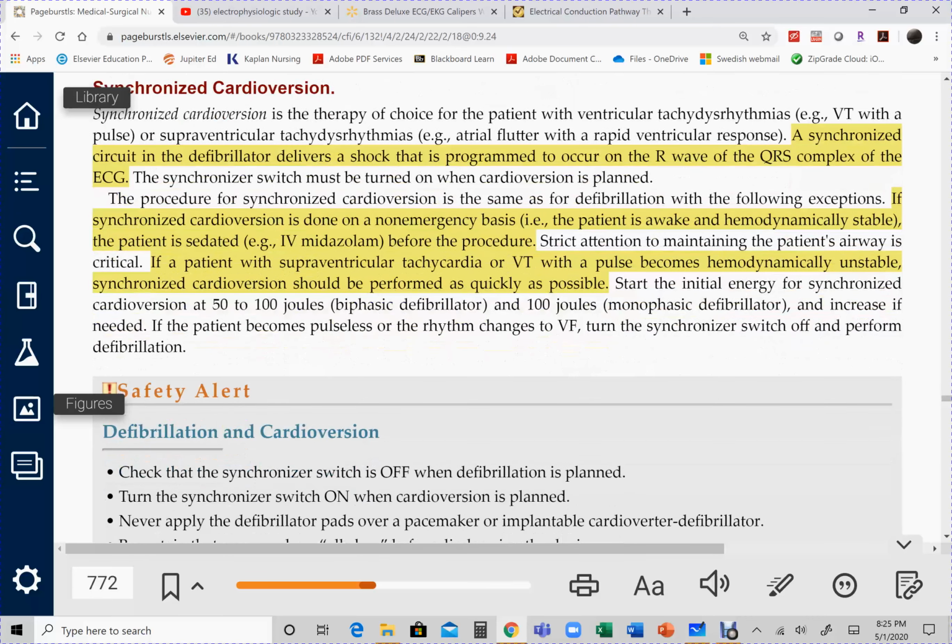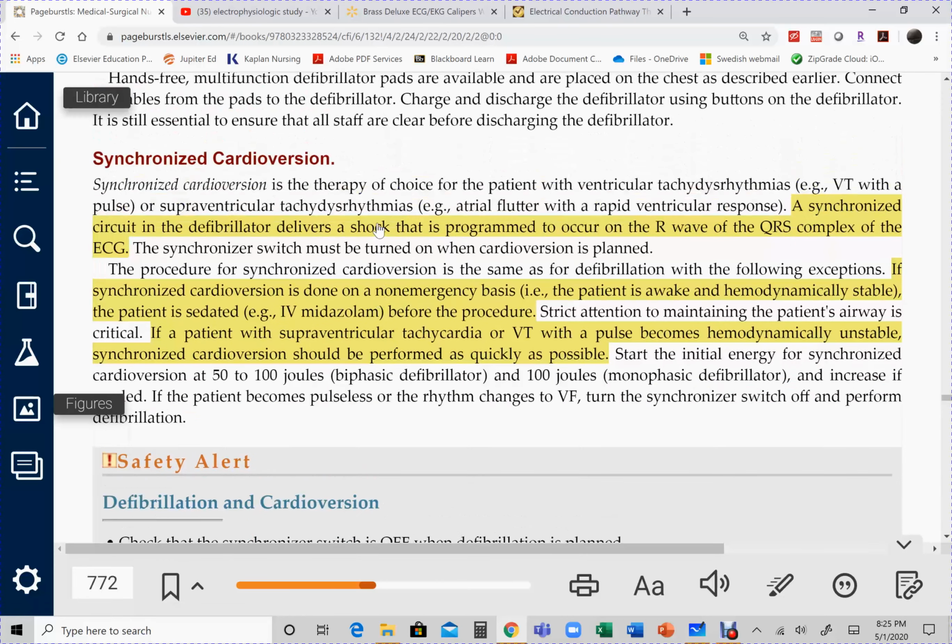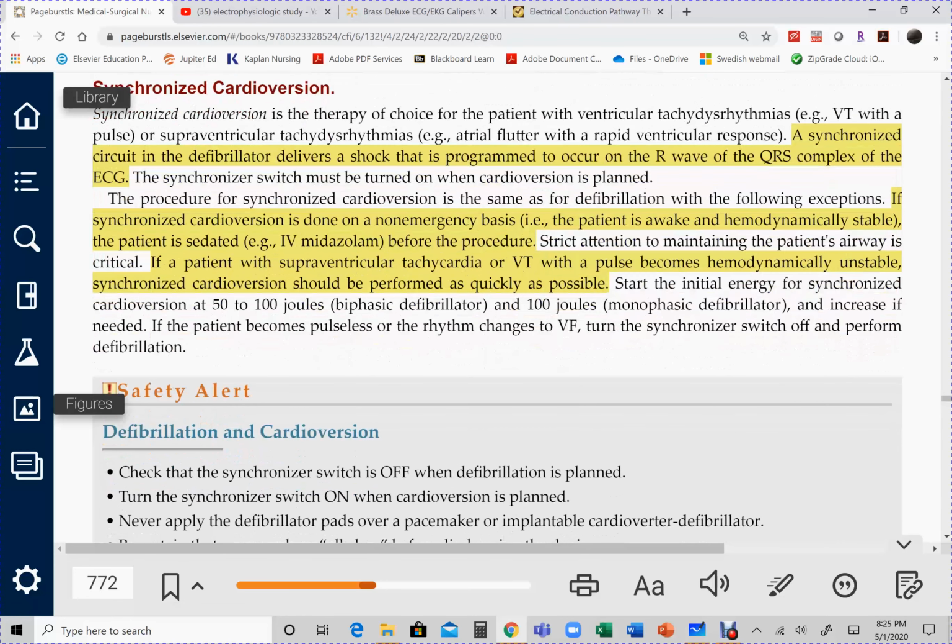There are two conditions when this is used. In non-emergent cases, of course, you have to sedate the patient because this is scary. Although the voltage is slightly lower, this is still 100 joules. That's still quite a shock. So you have to sedate the patient. Of course, you need consent. So you ask them to sign consent, sedate them, and then perform the procedure.